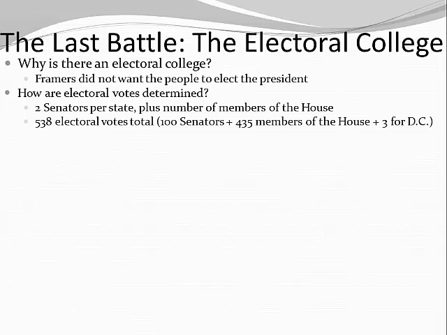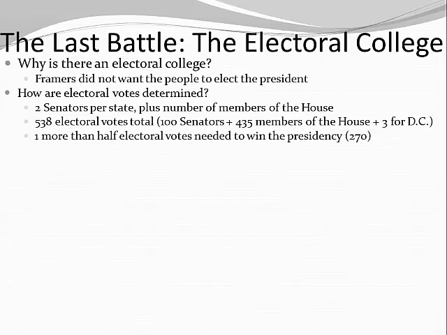There are 538 electoral votes total, and they get that number by 100 senators, plus 435 members of the House, plus 3 electoral votes for those living in Washington, D.C. Remember, those people living in Washington, D.C. do not have senators or members of the House.